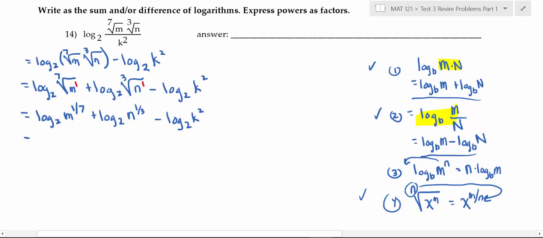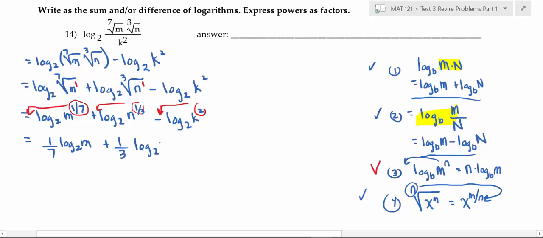Now I can bring those numbers down in front. These are exponents, so the exponents come down in front, applying property 3. We bring these down, and then the problem is finished. So we'll have 1/7 log base 2 of m plus 1/3 log base 2 of n minus 2 times log base 2 of k. So that would be the official answer to the problem.